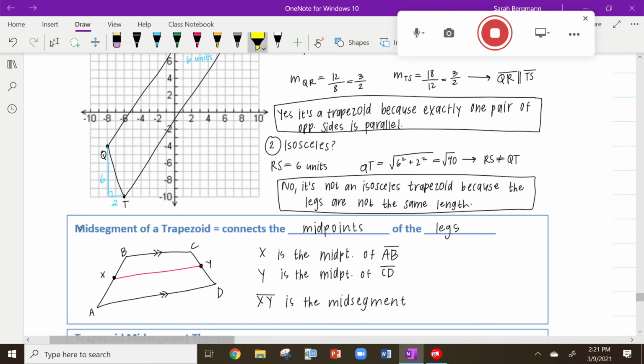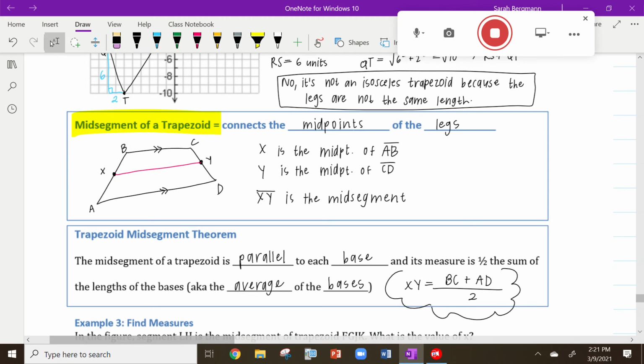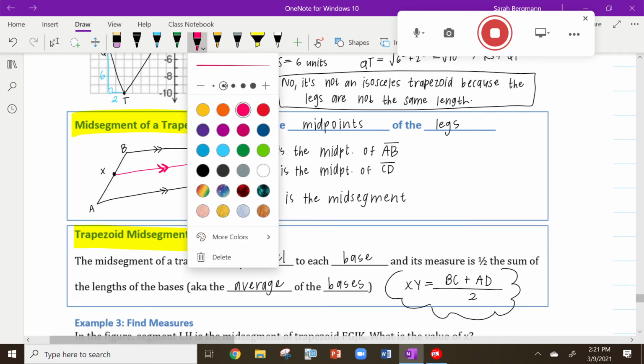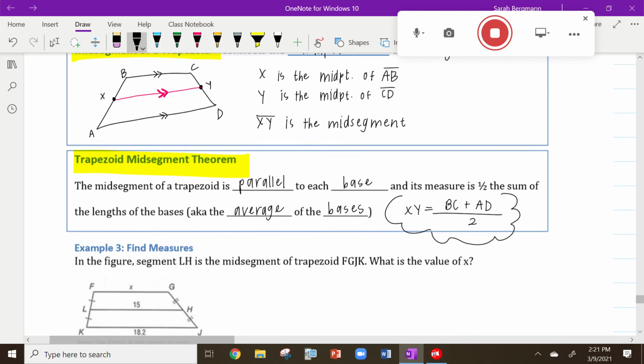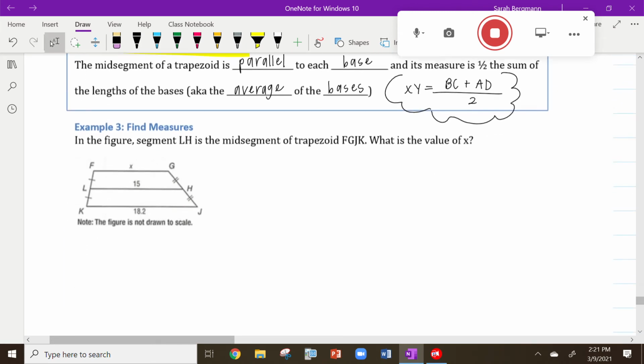Now let's talk about the mid-segment of a trapezoid. It always connects the midpoints of the legs. An example is drawn for you. What's special about the mid-segment is that it's parallel to the bases, and also its measure is equal to the average of the bases. So let me show you how that would work in an example.